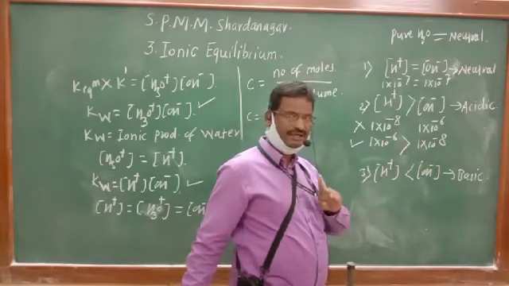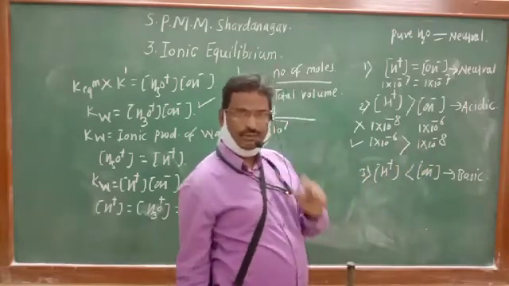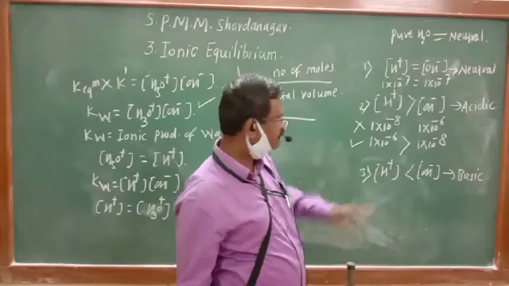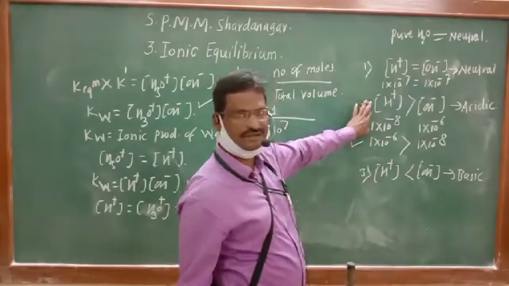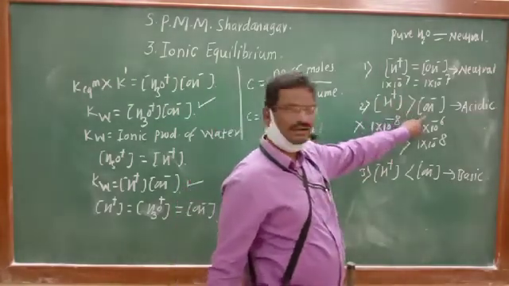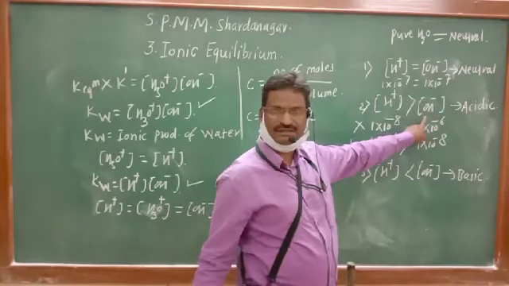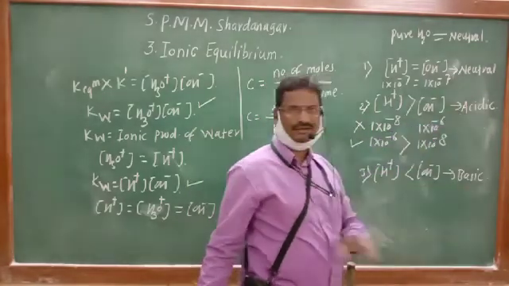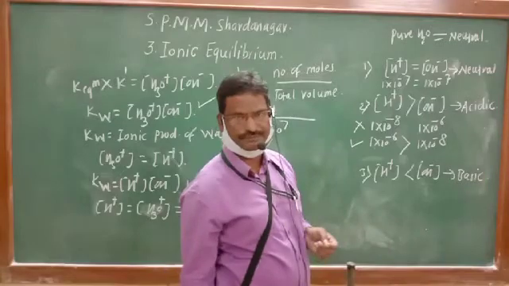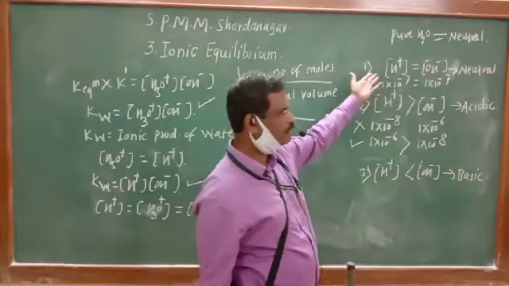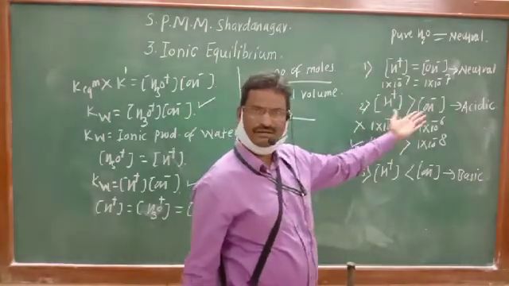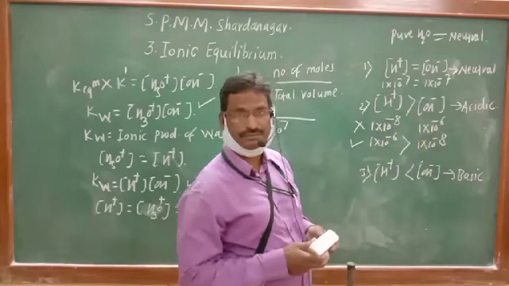Like that, the solutions in which every time H plus ion concentration is greater than OH minus ion concentration are known as acidic solutions. If they are equal, neutral. H plus greater than OH minus, acidic solution.